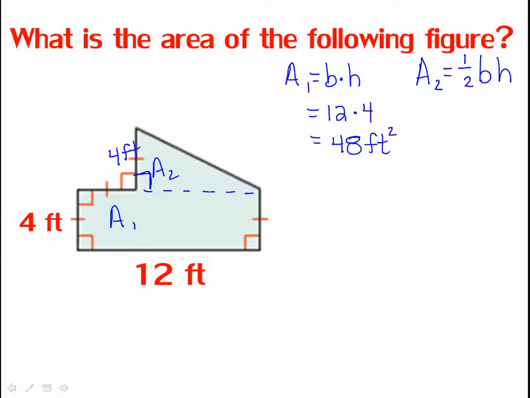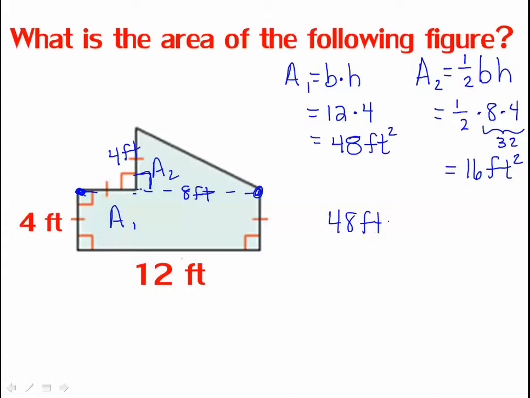This length can be found by taking the length of the entire segment, which we know to be 12, and subtracting the length of the smaller segment on the left, which is 4, and 12 minus 4 is 8. So the base of the triangle is 8 feet, and my area is 1/2 times 8 times 4. Or 8 times 4 is 32, so half of 32 is 16. And that would be 16 square feet. If we add the areas together, we find that this is a total of 64 square feet.